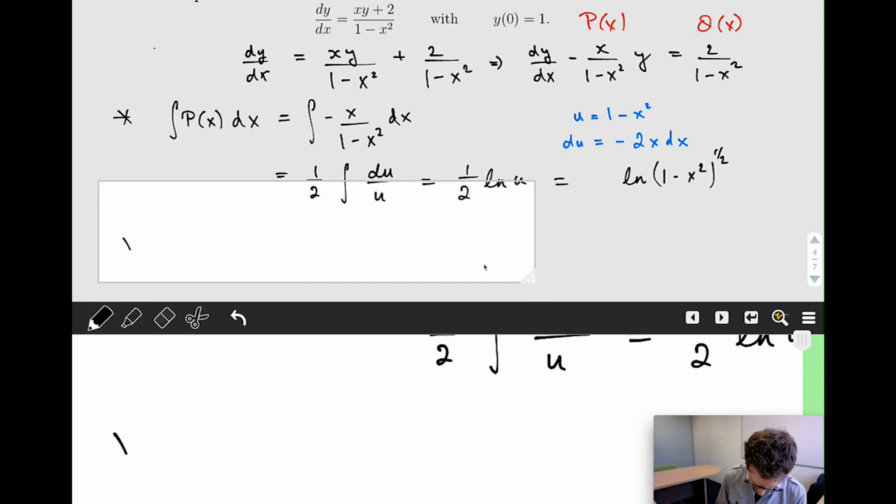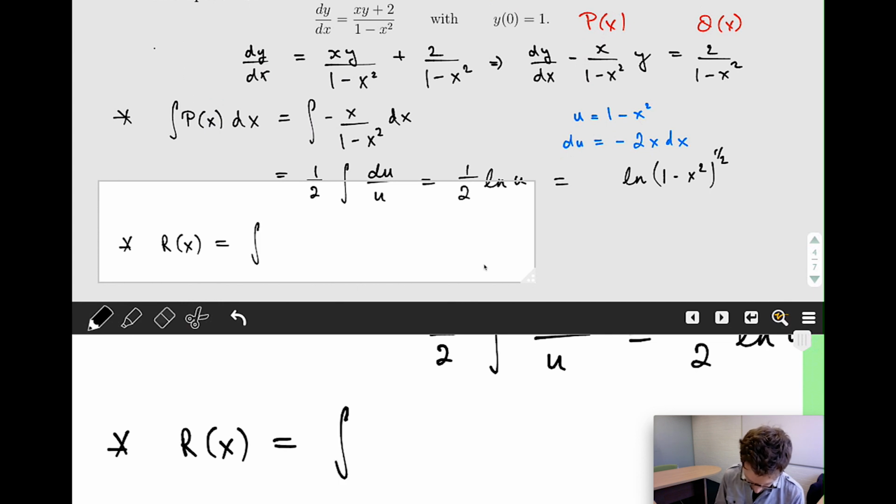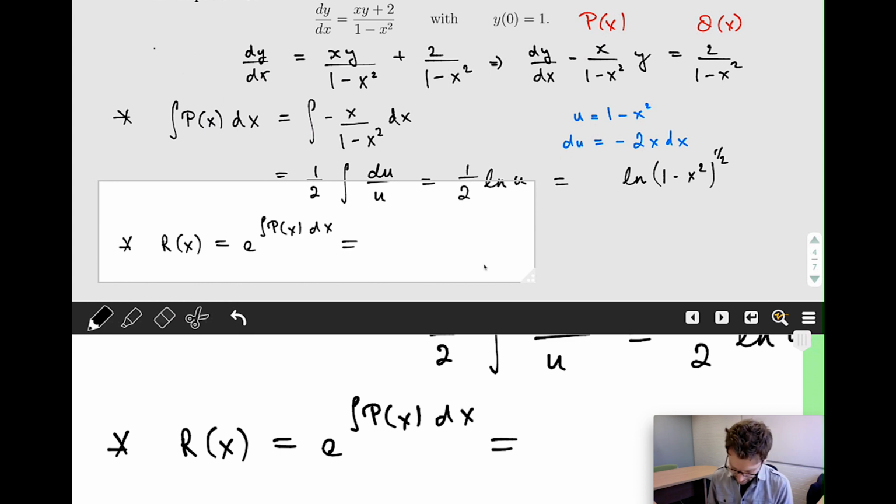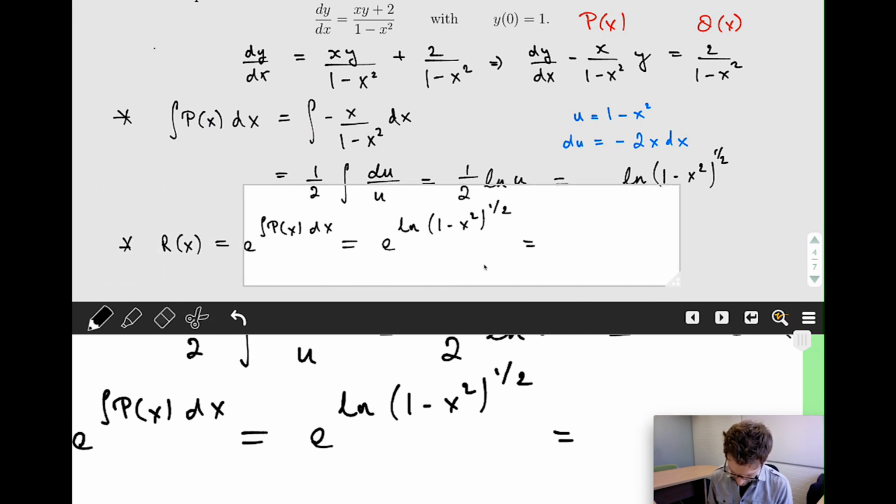Let's take a look at the next step. That's calculating the integrating factor r of x. So that's given by e to the integral of p of x dx. And you can see now why I was keen to put that factor of a half inside the natural logarithm and turn it into a power, because now I've got e to the log of something, which just gives me, those two things cancel out, and I'm given by 1 minus x squared to the power of a half. So that's my integrating factor.